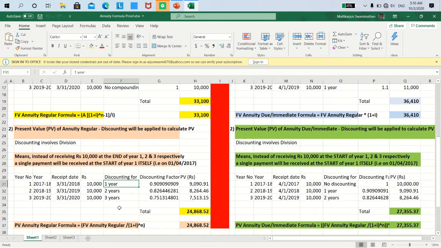done in the case of the first installment for 1 year. Now why is it so? Look at the payment date, the receipt date of the first installment. Mr. X was supposed to pay me the first installment on 31st of March 2018 as highlighted in cell D31. Now I am asking him to pay it to me on the 1st of April 2017, which means 1 year in advance, highlighted in F31.